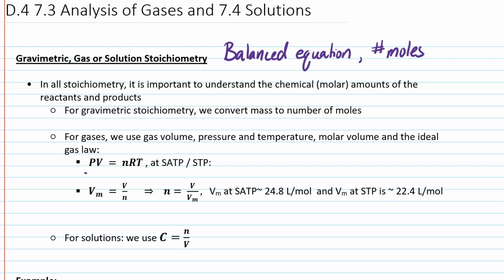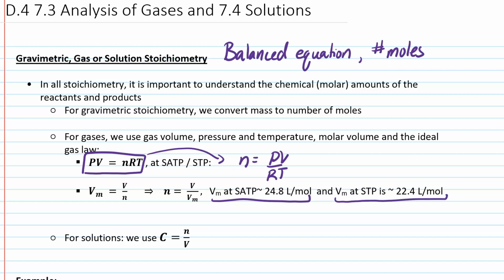So we can use our ideal gas law equation, PV equals nRT, which then we can rewrite to n equals PV over RT to get number of moles. And at SATP or STP, there's a shortcut. There's molar volume, knowing that the volume at SATP equals 24.8 liters per mole, and the volume of a gas at STP is 22.4 liters.